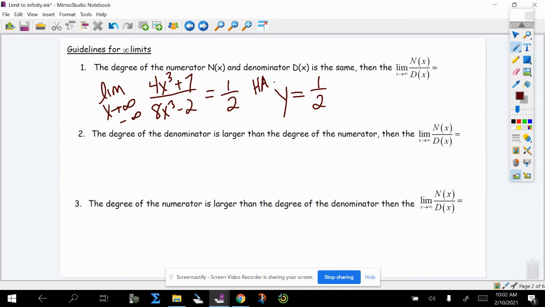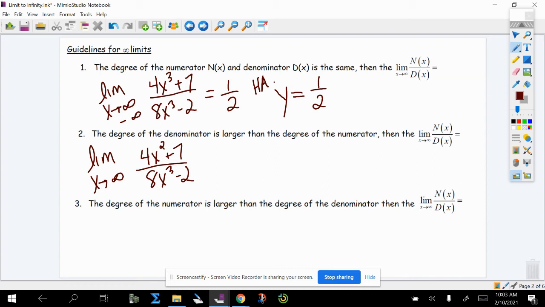My second option is what if the bottom has a bigger degree than the top? So for example, and this is also true for positive or negative infinity, let's say it was 4x squared plus 7 over an 8x cubed minus 2. So the bottom is a third degree, the top is only a second degree.